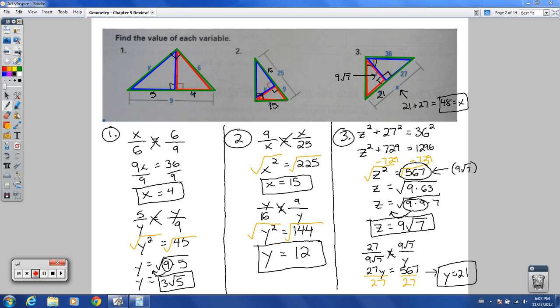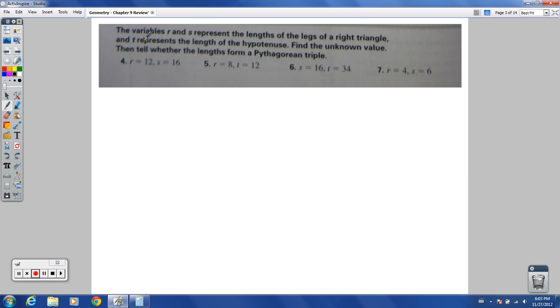Okay, so now moving to some problems from 9.2. Let's check these out. The variables r and s represent the lengths of the legs of a right triangle, and t represents the length of a hypotenuse.